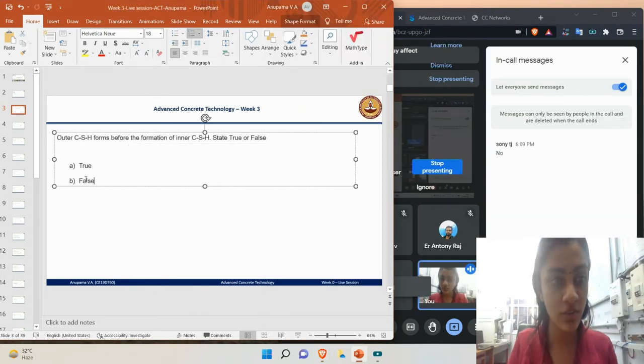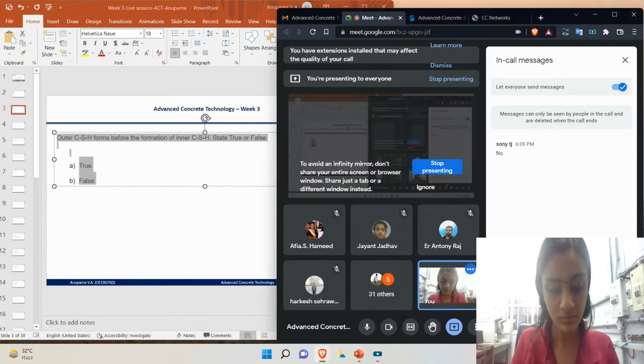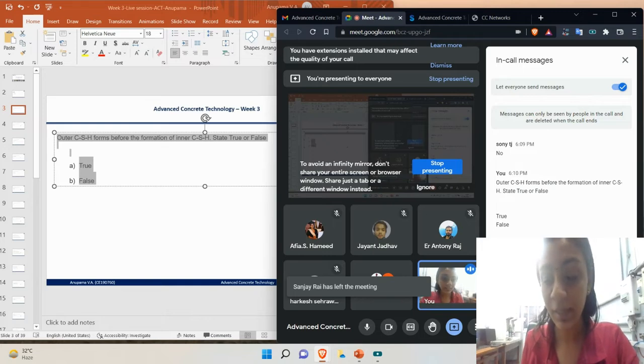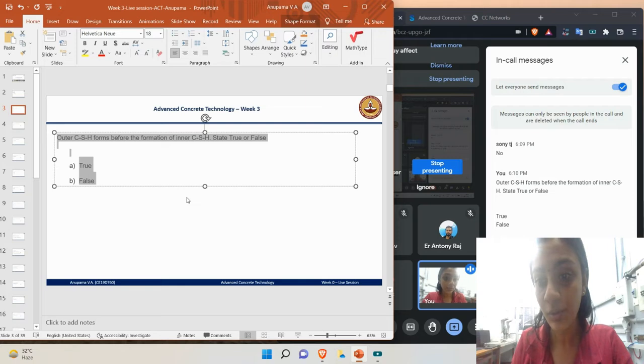So, my question was: outer CSH forms before the formation of inner CSH. I saw that many of you have answered it as true. I would like to know, if you can put it in the chat box, through what method the formation of outer CSH takes place and through which method the inner CSH forms?